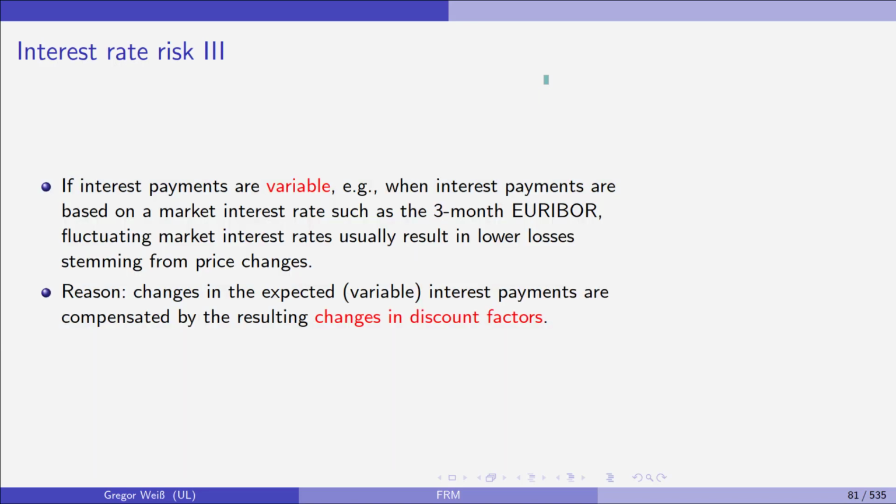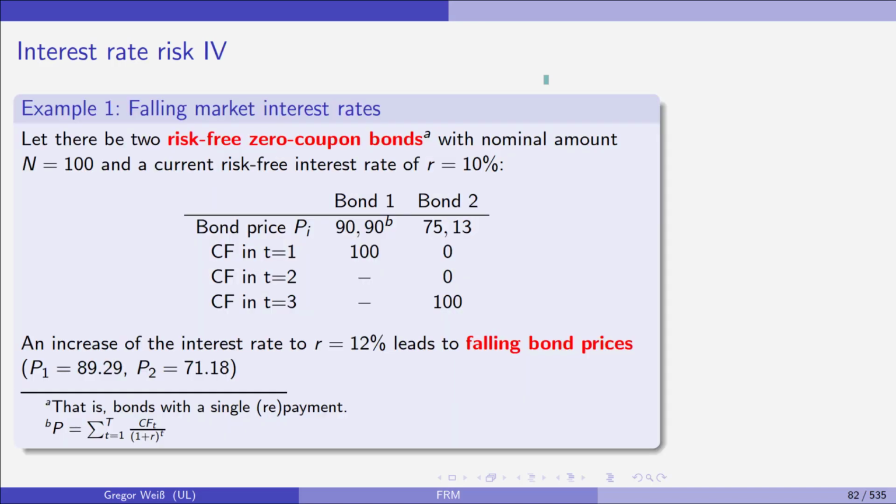Okay. So if interest payments are variable, for example, when the interest payments are based on a market interest rate such as the 3-month Euribor, fluctuating market interest rates usually result in lower losses stemming from price changes. And the reason is changes in the expected variable interest payments are offset by the resulting changes in discount factors. So you receive more as variable payments, but you also have different discounting. So that's the case here.